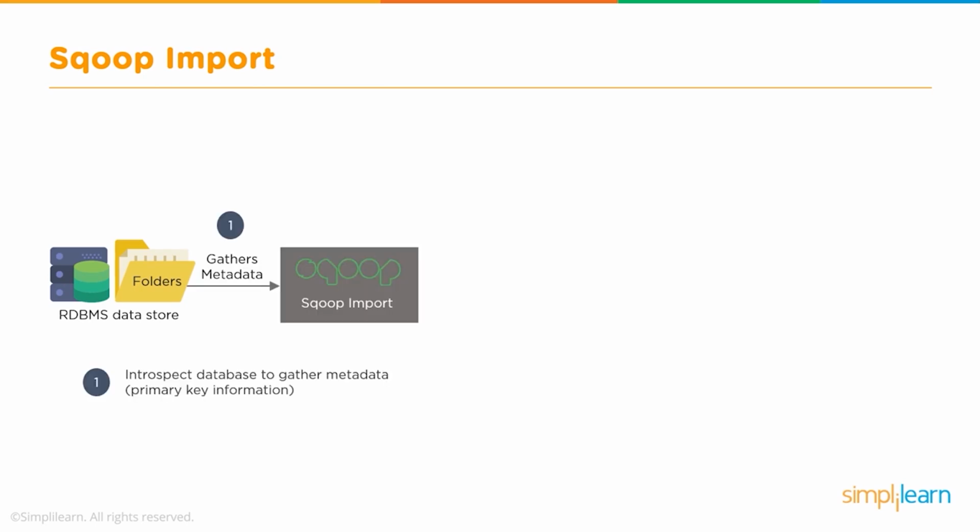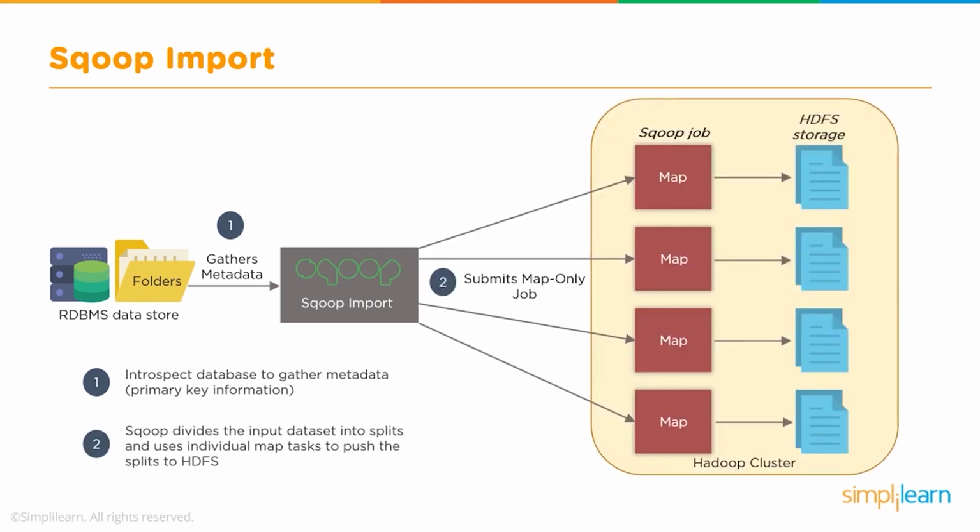So it gathers the metadata, and you see the Sqoop import. Introspect database to gather metadata, primary key information. And then it submits. So you can see it submits a map only job. Remember we talked about MapReduce? It only needs the map side of it because we're not reducing the data, we're just mapping it over.